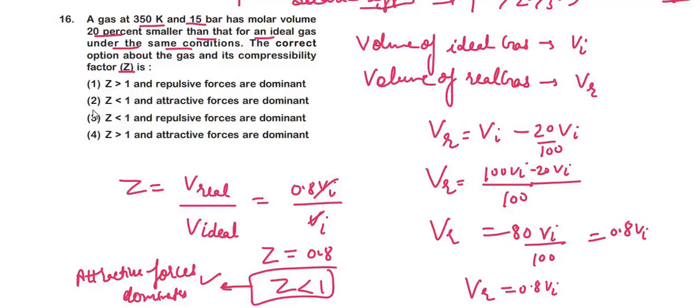So the option here, Z less than 1 and attractive forces dominate. Option number second is correct. So second answer is the correct answer. Z less than 1 and attractive forces are dominant.